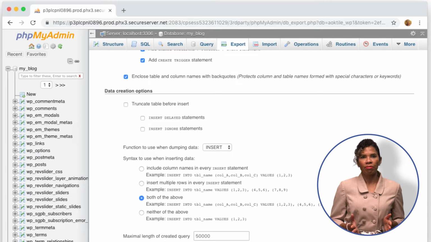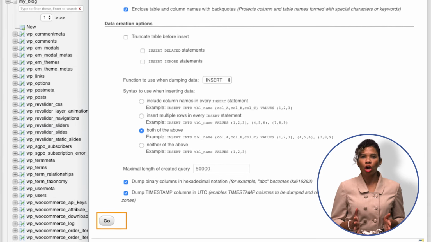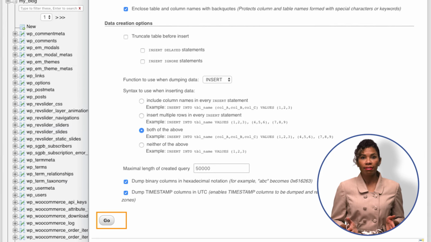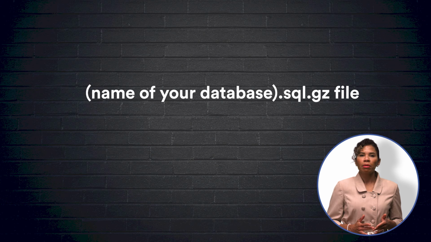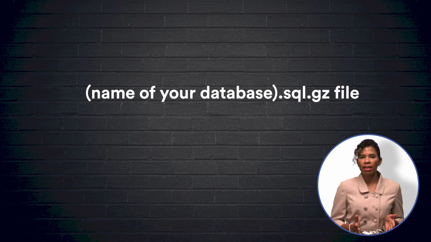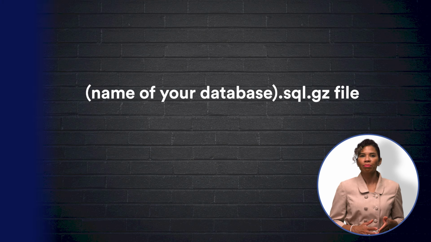The final step of this process is to click the Go button, which will automatically download your backup file. The file name will appear as the name of your database, followed by .sql.gz. Depending on the size of your database, this download may take a while. And that's it. Those were the 7 steps to backing up your MySQL database through the phpMyAdmin function. Thanks for hanging in there with me.